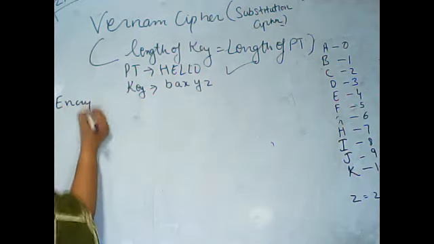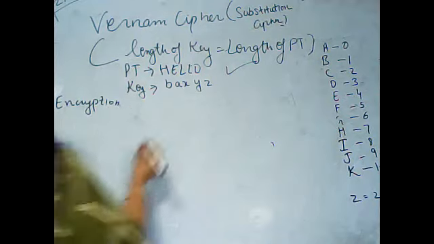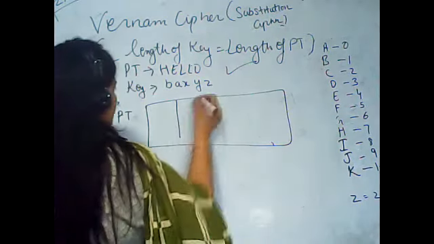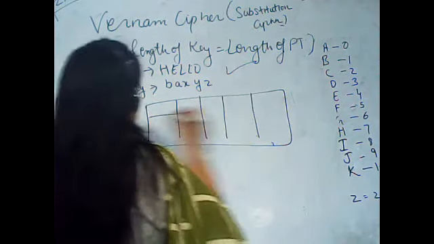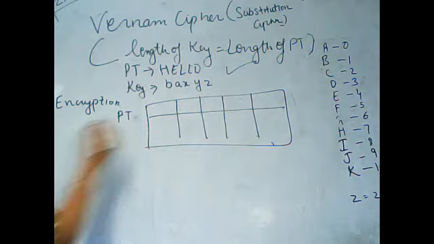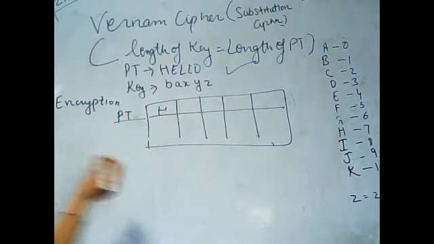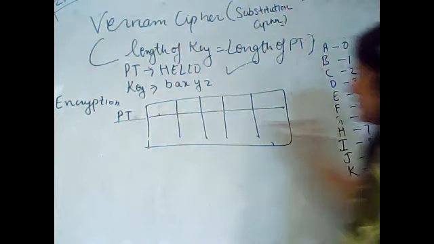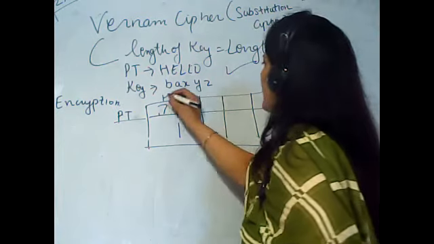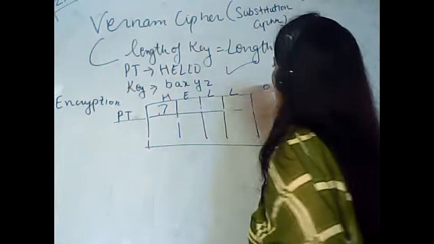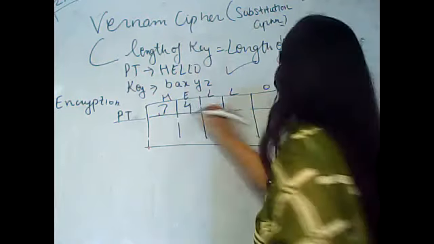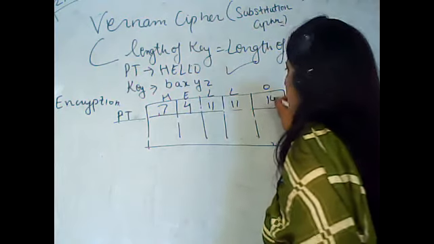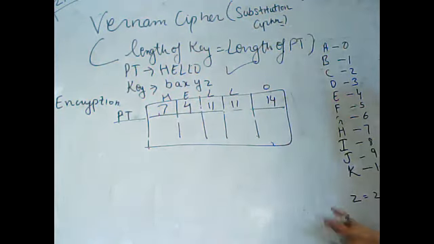For the encryption process, let's see what plain text we have. What values of the plain text do we have here? H, E, L, L, O. What is the value of H? 7. What is the value of E? 4. What is the value of L? That is 11. And what is the value of O? That is 14. You can just check that from the chart.